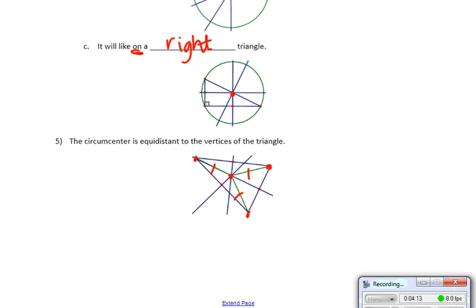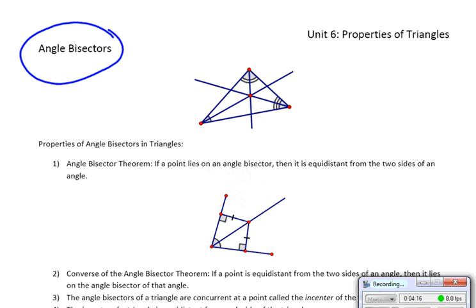Now let's move on and talk about angle bisectors. Again, from the name, you know what an angle bisector is. It's a segment that bisects an angle. So our angle bisector theorem tells us that if a point lies on an angle bisector, then it is equidistant from the two sides of the angle.